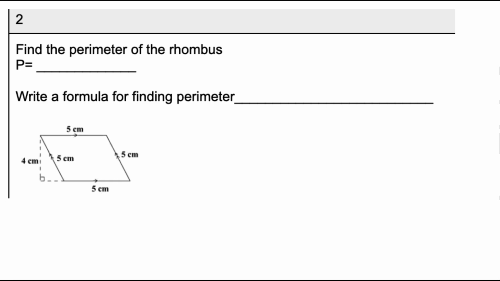Number 2, find the perimeter of this rhombus. Write the formula for finding the perimeter first. So a perimeter for a rhombus is pretty simple. It's just the same as a square because all 4 sides are equal. And so we have 4s. And so if we find the perimeter of this rhombus specifically, we have 4 times 5, which is 20 centimeters. Don't forget to put your labels for your answers.